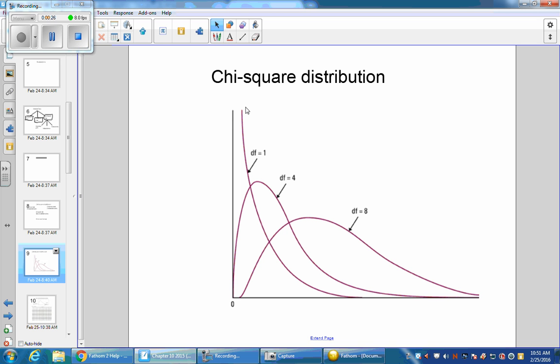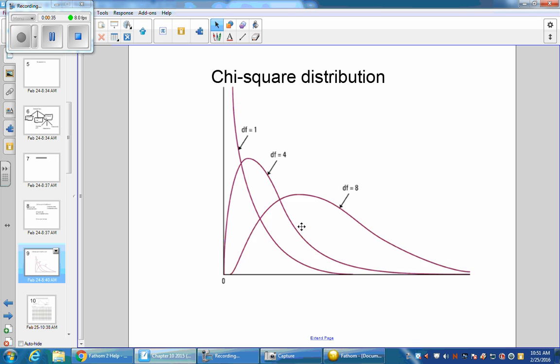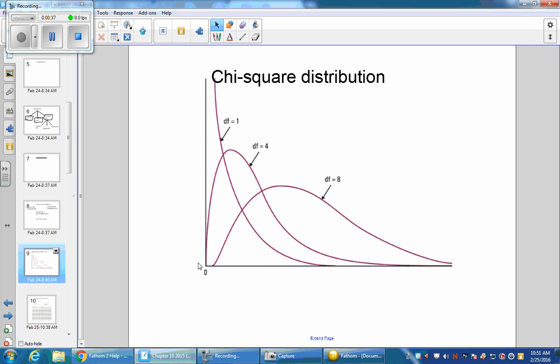Now, as I show you it, I want you to know that when the degree of freedom is low, the distribution is going to look like this. When degree of freedom is 4, it's going to kind of move to the right. And as degree of freedom is 8, it's going to move further to the right. So it's still going to be skewed to the right. It's just moving the median and mean to the right of that distribution.